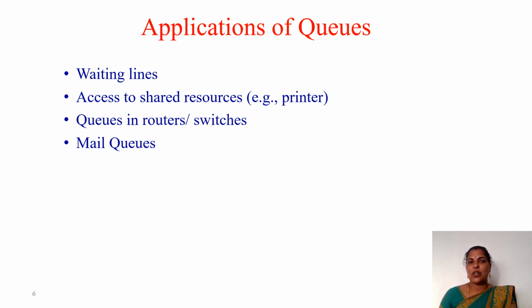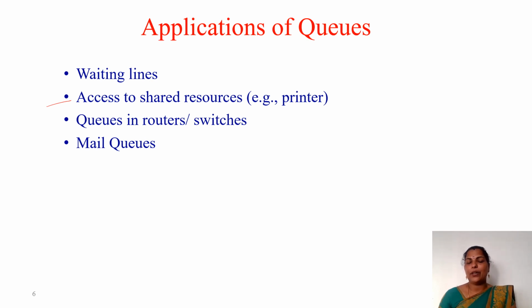Next, some of the applications of queue include waiting lines, which we have already seen. Then access to shared resources. If we want to print 5 or 6 documents, we do not wait for the printout; we just give them one by one and do some other job. At that time, how will the printer print the documents? Whichever document we gave first for printing is printed first. Likewise, whichever document we gave last is printed last. This is one of the real-time applications we see day to day while taking printouts.